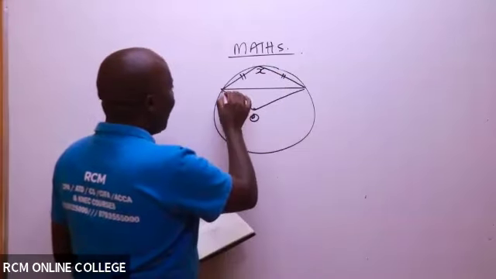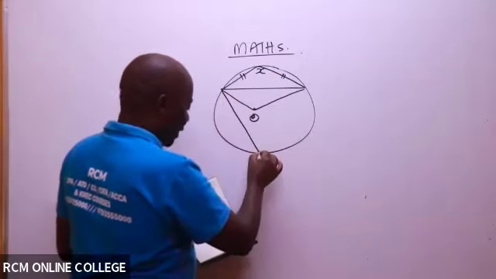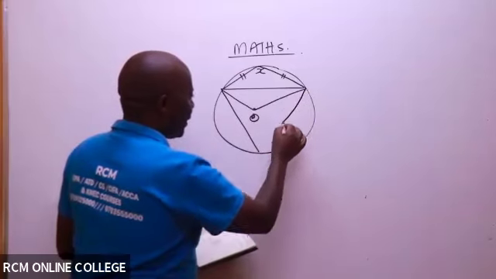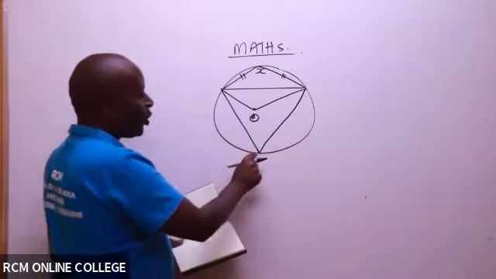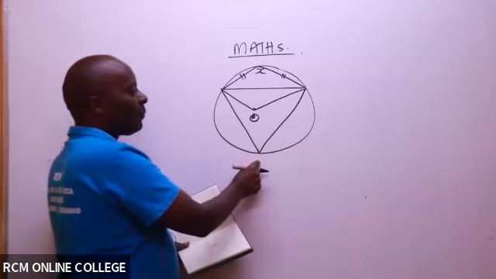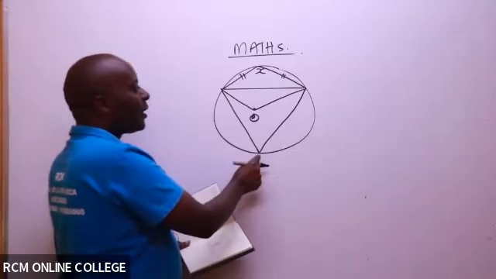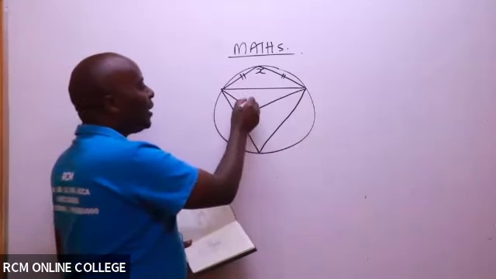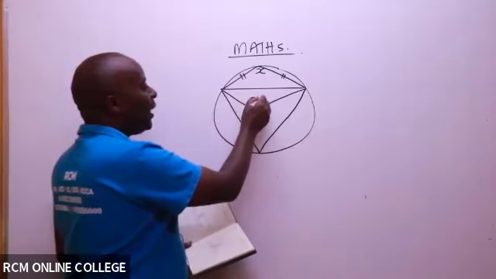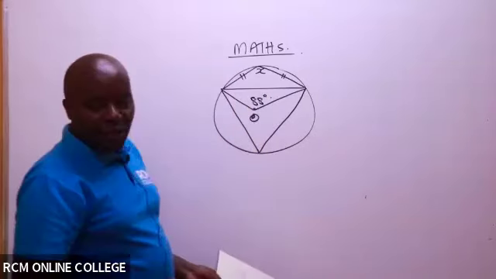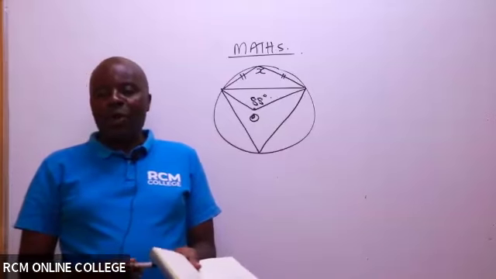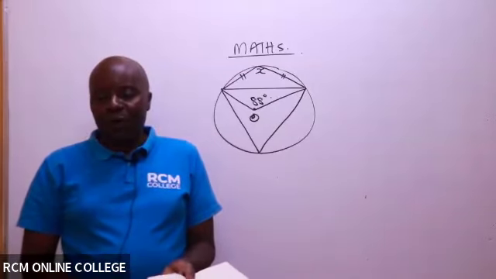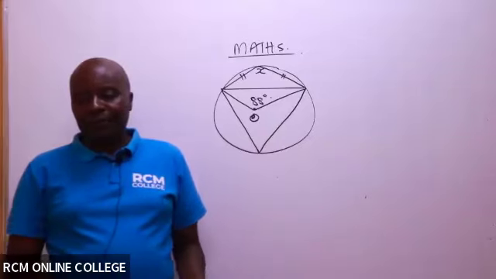And then we have this angle, which is subtended there to the circumference here. And then, ladies and gentlemen, they have given us this angle here as 88 degrees, and then we are required to find the value of X.